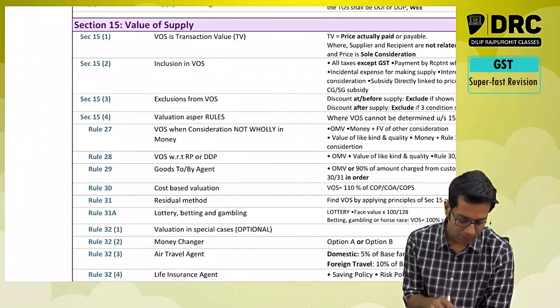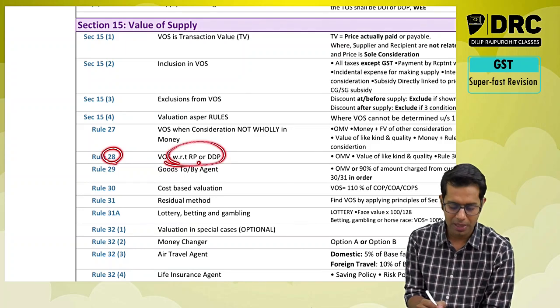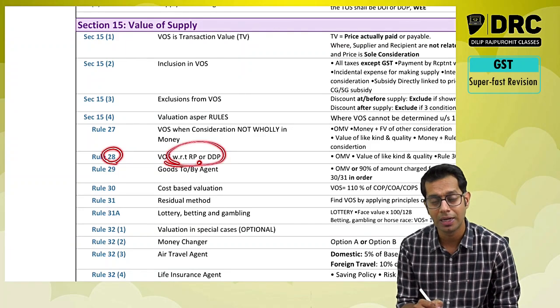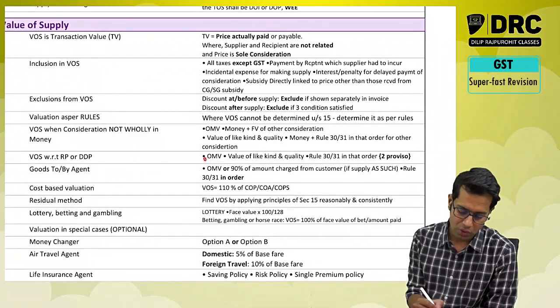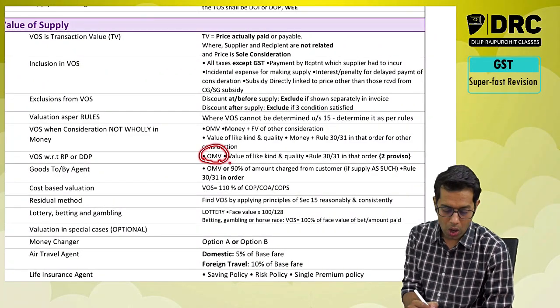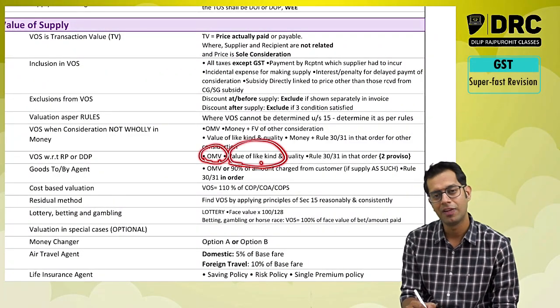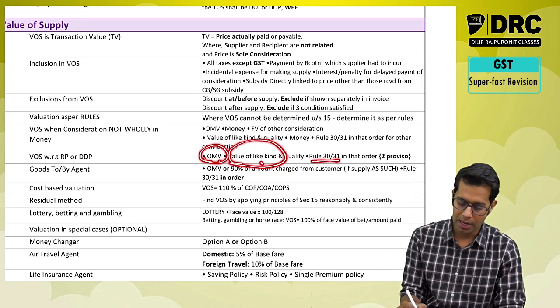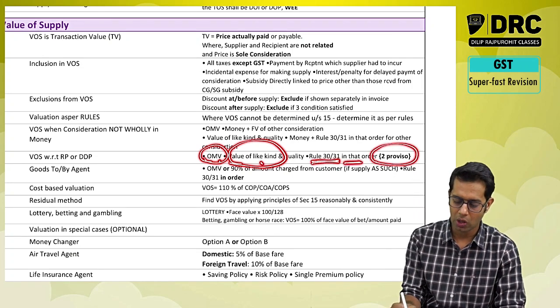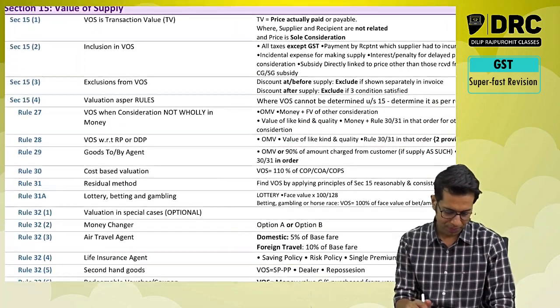And rule number 31 says if you are not able to find the value of supply as per any of the above rules, then please apply the principles of section 15 consistently and reasonably to find the value. Then rule number 28 says when you are making a supply to a registered person or deemed distinct person referred to in section 25.4 or 25.5, then the value of supply should be taken as open market value. Or if open market value is not available, take the value of like kind and quality. If that is also not available, apply rule number 30 and 31 in that order and find the value.